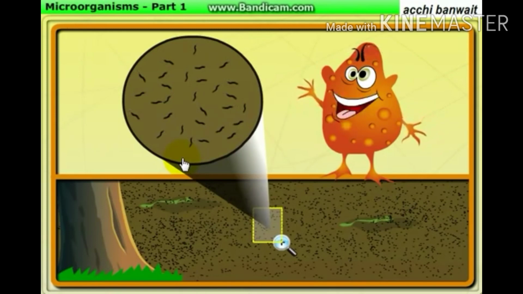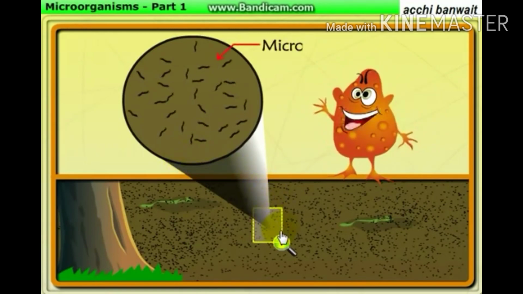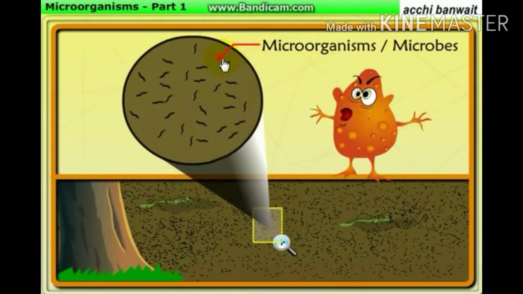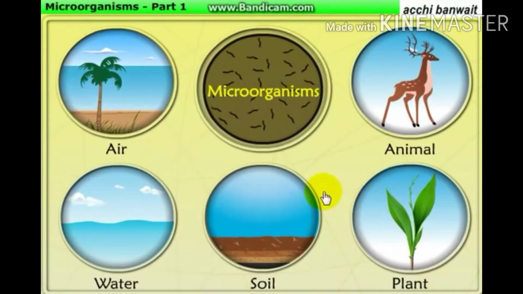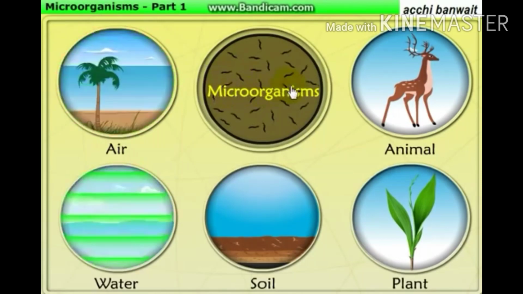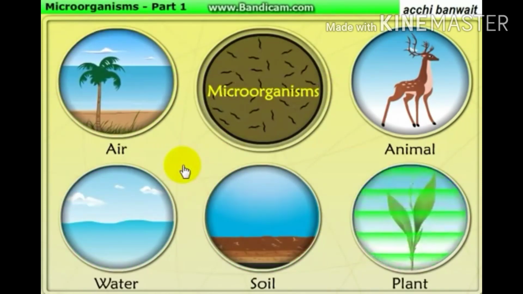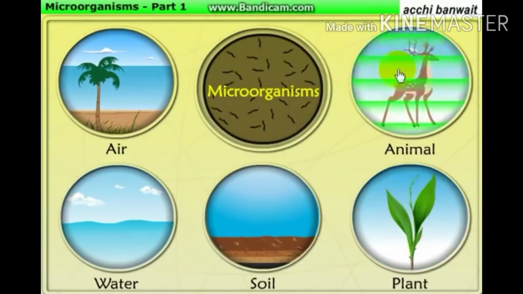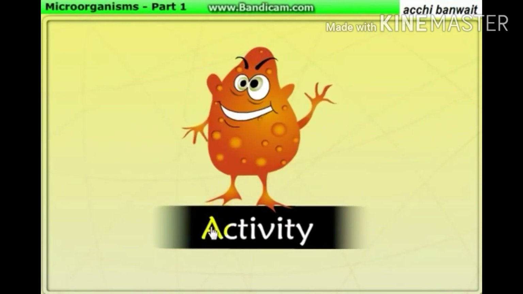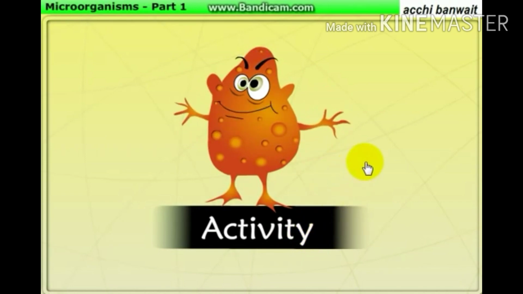These tiny organisms are called microorganisms or microbes. Note that not all tiny organisms are termed as microbes. Microorganisms are found in air, water, soil, and also inside the bodies of plants and animals. Let us perform an activity to understand this.